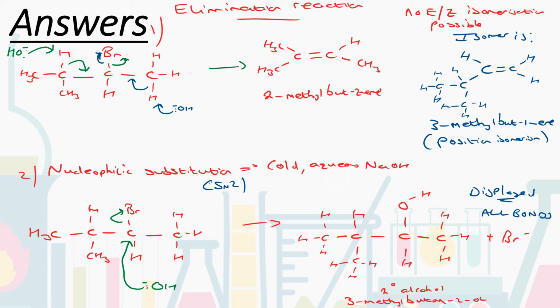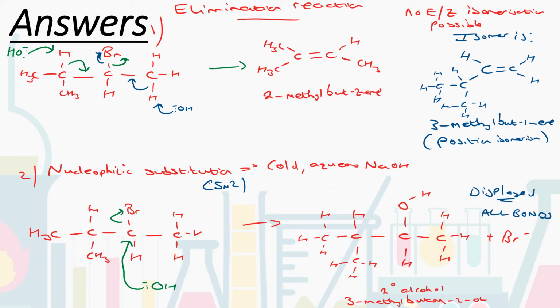We've lost water and we've lost the bromide anion as well. Note that there's no E/Z isomerism possible here because we have 2 methyl groups on that leftmost carbon, and therefore if we have 2 of the same group on the same carbon, no E/Z isomerism is possible. We're then asked to draw the displayed formula for the other isomer that is formed.